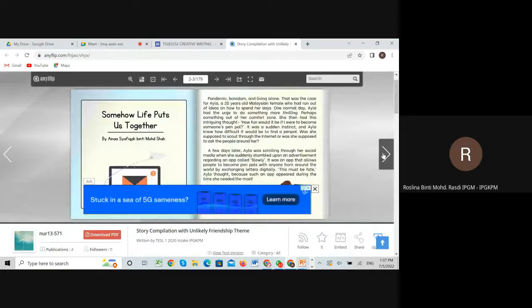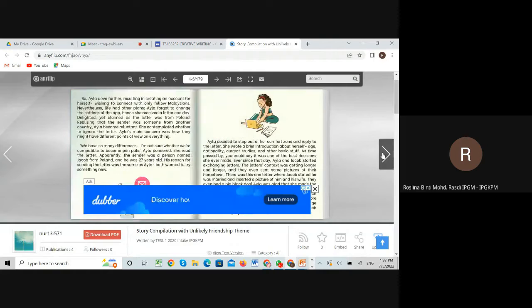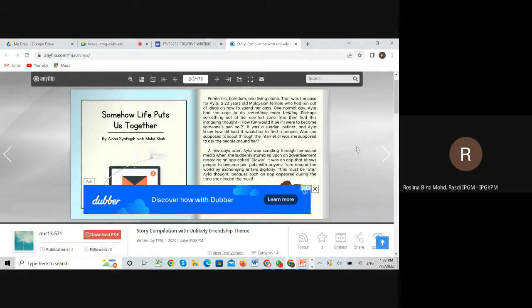This is the e-book produced by TESOL 1 students. Here, the element of creativity is inculcated when they are producing the short story, as they have to use figures of speech. They have to come up with their own plot, characters, and setting. To guide them, students were given some input prior to the task.